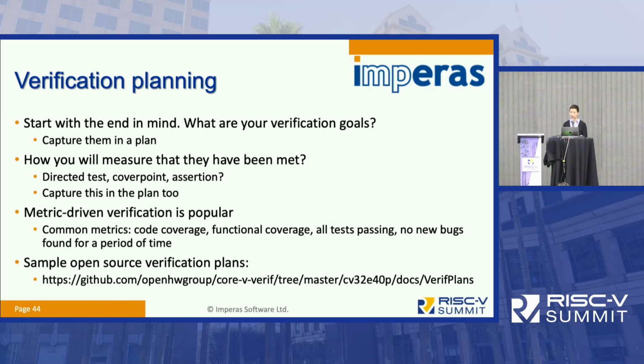Another popular approach is metric-driven verification, or MDV. What this means is that your verification effort is guided by metrics that you track over time. The closer you are to achieving those metrics, the closer you are to achieving verification completeness or closure. Some commonly used metrics include code coverage, functional coverage, having all tests passing, and no new bugs discovered for a certain period of time. And to see some sample verification plans, you can visit the GitHub repository of the Open Hardware Group with the URL here on this slide.